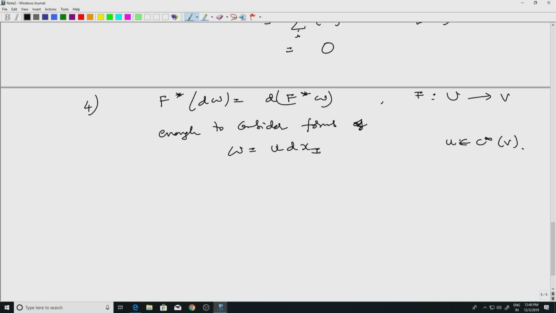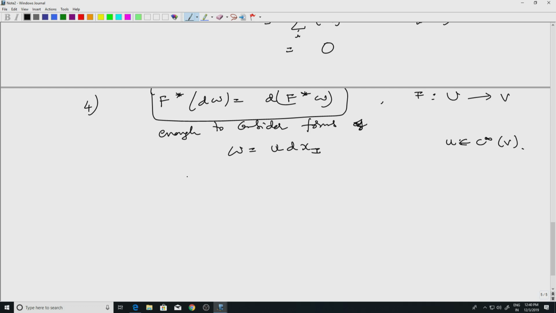And the reason it's enough to consider forms of this type is the usual reason, namely any k-form can be written as a sum of such forms. In the expression we are trying to prove, both sides are linear in omega. So if it's true for certain omega 1 and omega 2, the equation will also be true for omega 1 plus omega 2. Therefore, we can just restrict ourselves to forms of this type. So let's look at the left hand side.